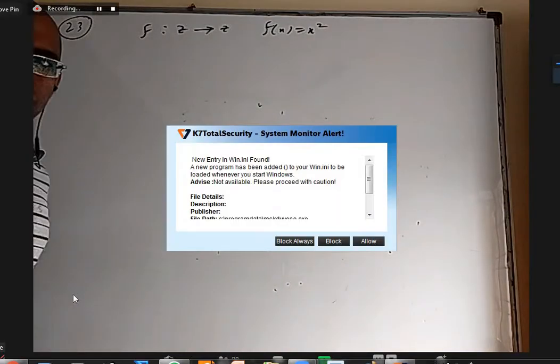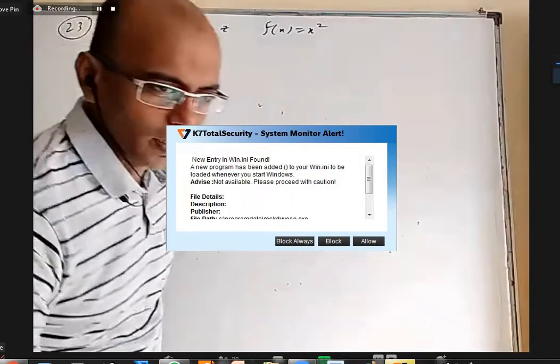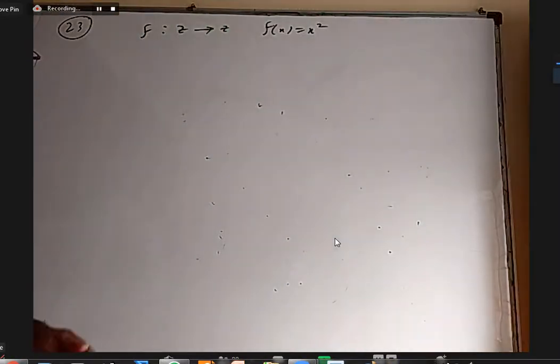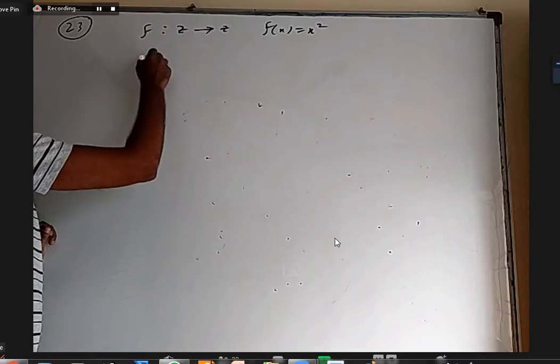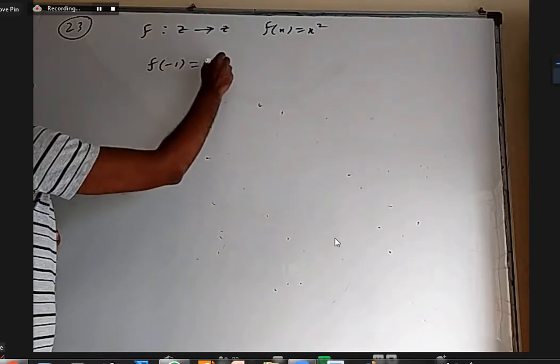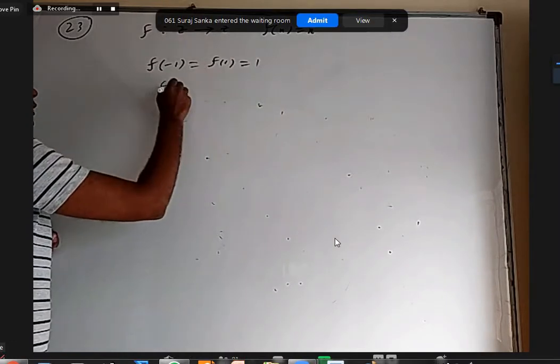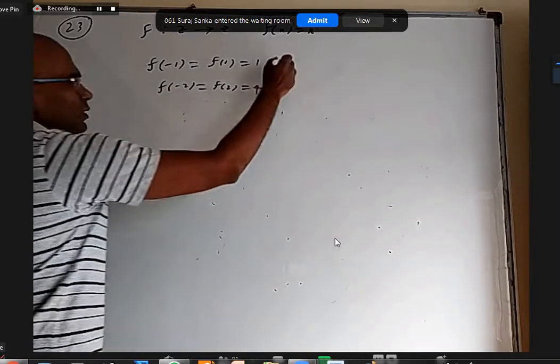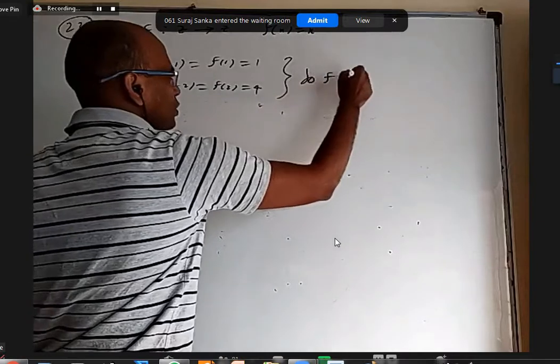If it is not 1-1, you have to give me an example. You have to tell me two different x values which have the same image. -2 and 2. -1 and 1. f of -1 and f of 1 are both equal to 1, or f of -2 and f of 2 are both equal to 4. Two different numbers have the same image. So f is not 1-1.